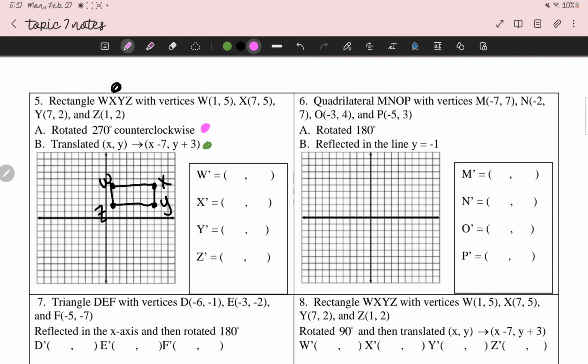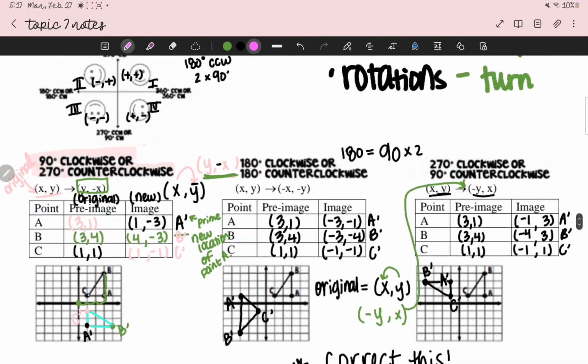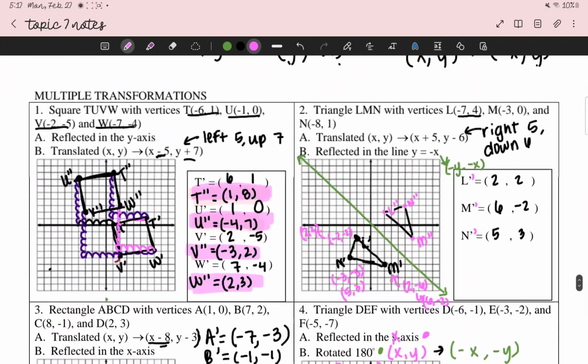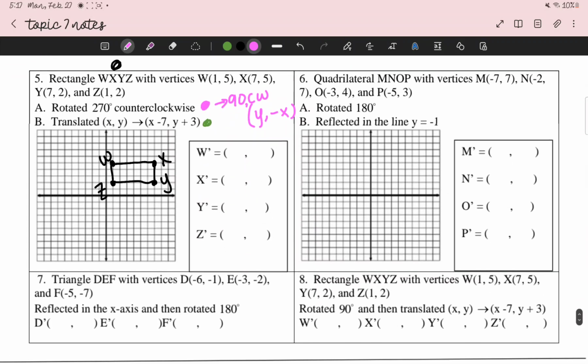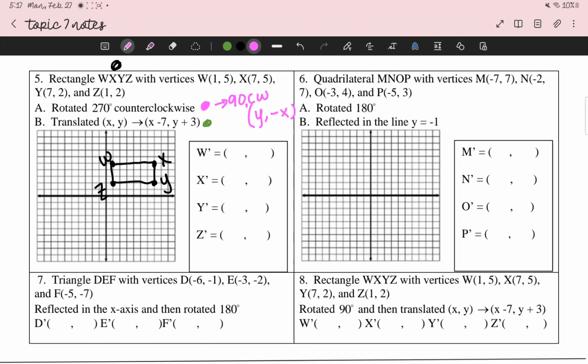Okay, my pink one, I'm going to rotate it 270 counterclockwise. 270 counterclockwise is the same thing as 90 degrees clockwise, which is (y, negative x), I believe. Let me go back and review. Yep, that is (y, negative x). Perfect. So yeah, I remembered it. Okay, so that's going to be my rule. So I'm going to go ahead and do the opposite. I'm going to switch out the y and the x and make the x's opposite. So my W prime, and I'm going to have my second ones like I did again.